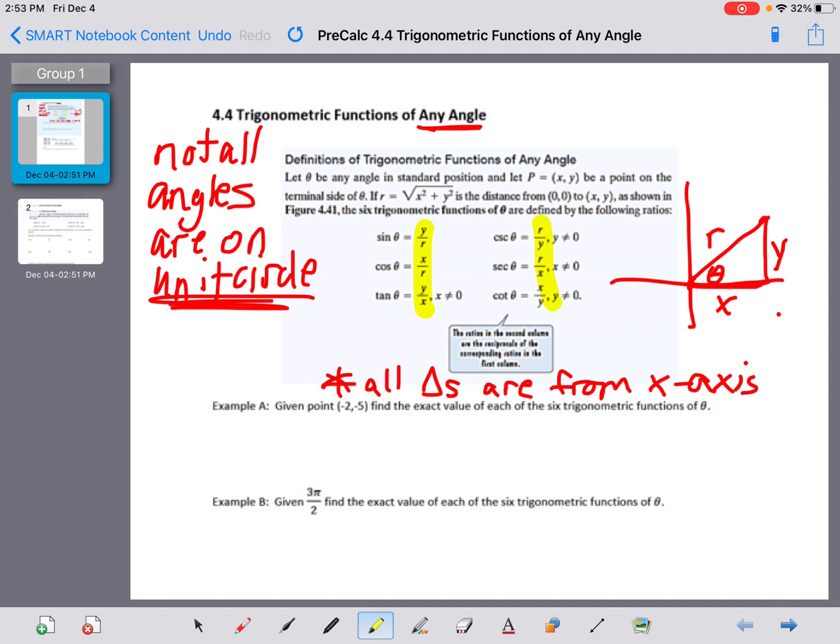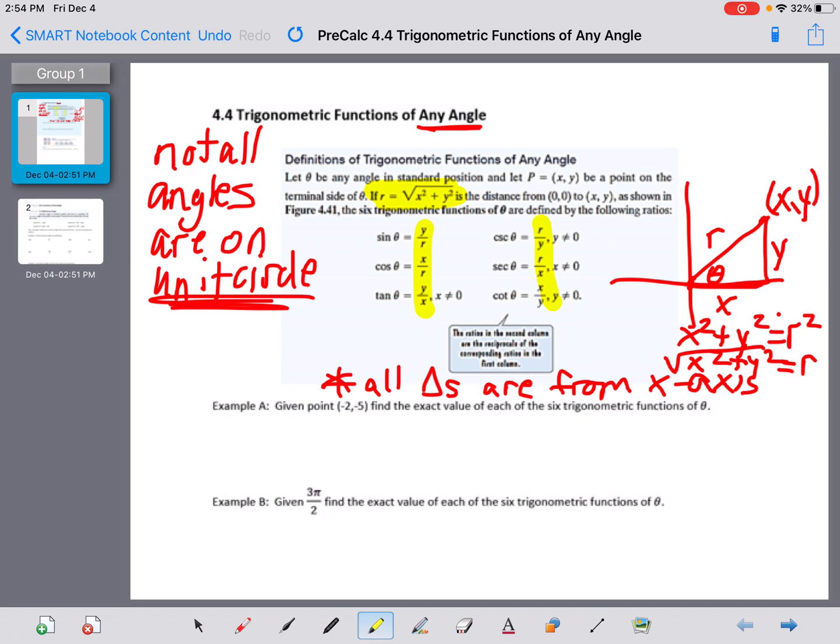A couple things we want to think about with these triangles. They're often going to give you an ordered pair, x, y, which means you don't have the r. Well, think about your Pythagorean theorem. x squared plus y squared equals r squared. So if I want just the r, I would take the square root of x squared plus y squared. That's how I find r. So when you see this note up here, how to find r, it makes sense. It's just coming off the Pythagorean theorem.